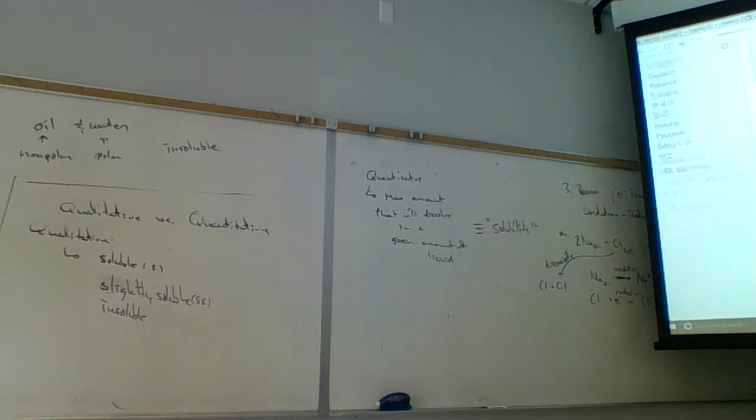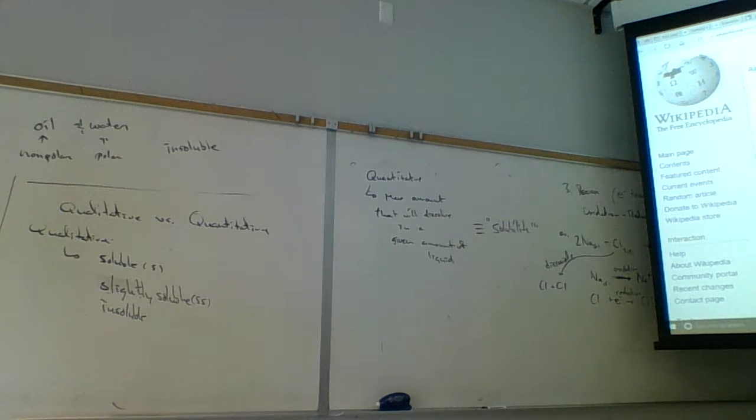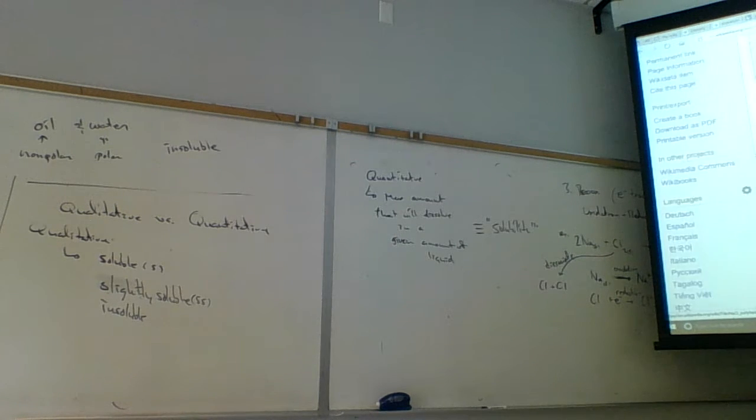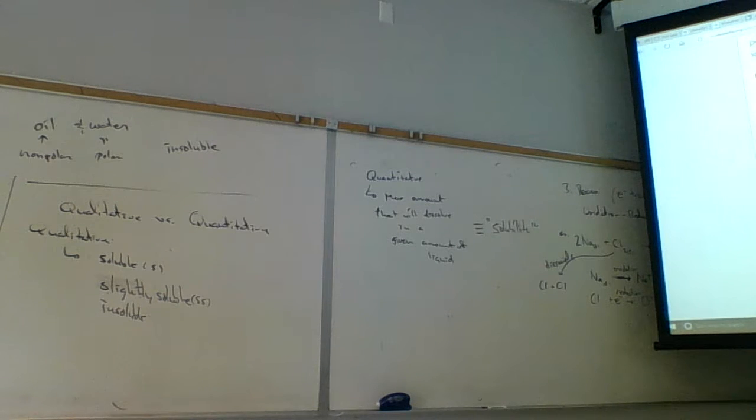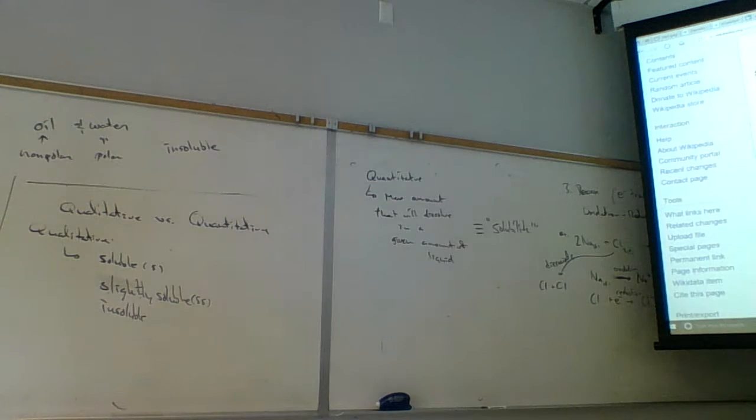Table salt's the other interesting one. We look at the solubility for table salt, 359 grams per liter. And so a cup would be about a quarter. You probably could put 100 grams of table salt into a cup. It should be really, really salty. All right, and table salt is a little different.